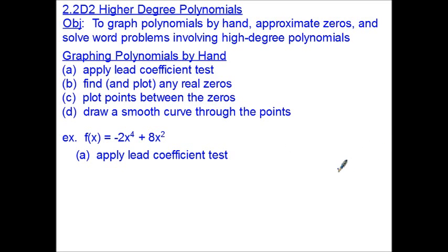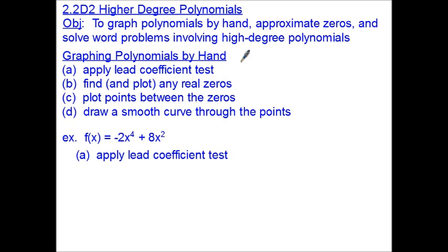We're looking now at section 2.2, day 2, higher degree polynomials. We're going to be graphing polynomials by hand, approximating zeros, and solving word problems involving high degree polynomials. I've got a set of directions here for graphing these by hand, and I know you're excited to do that. We're going to apply the lead coefficient test, find and plot any real zeros, plot points between the zeros, the book refers to those as solution points, and then draw a smooth curve between the points.